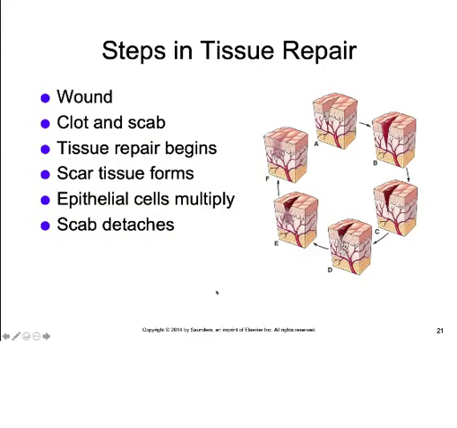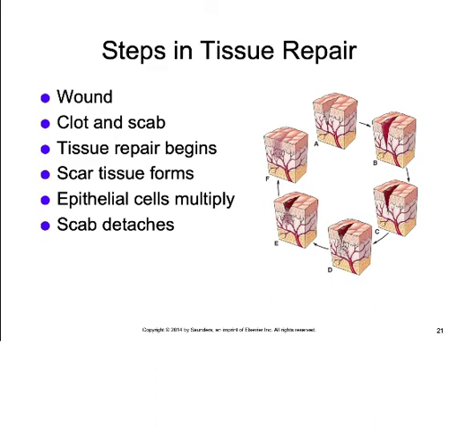So you can see here the steps involved in tissue repair in, say, the skin. All right, you get a wound and you get bleeding, and that will eventually form a blood clot, and that will lead to the production of a scab, and that's basically a temporary seal while we start the repair process underneath.